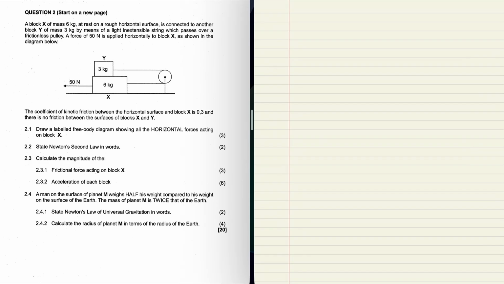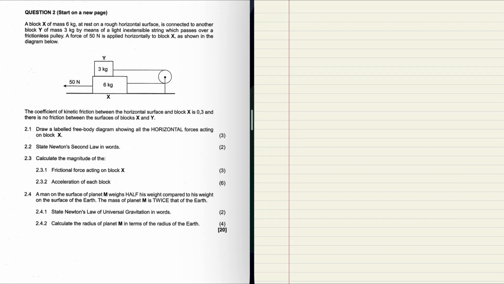Question number 2 reads, a block X of mass 6 kilograms at rest on a horizontal rough surface is connected to another block Y of mass 3 kilograms by means of a light inextensible string which passes over a frictionless pulley.